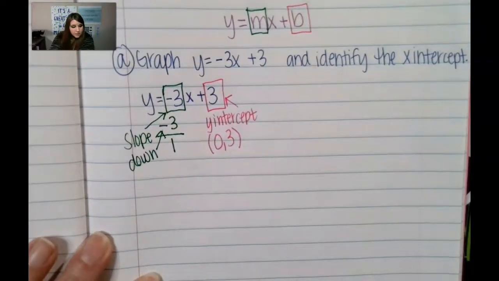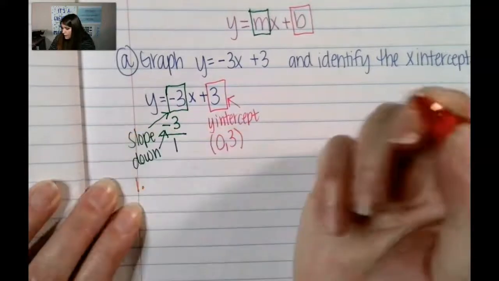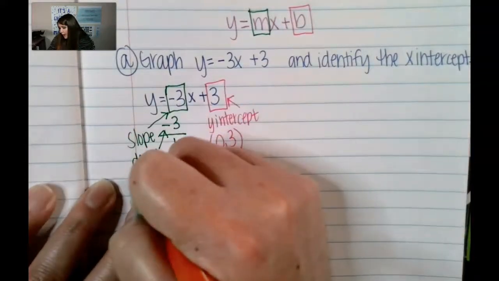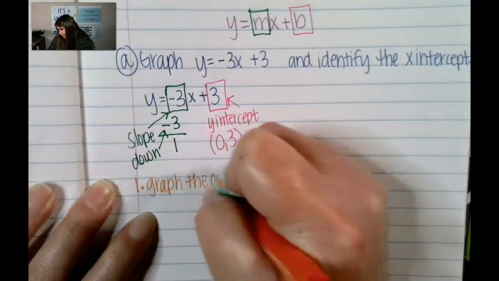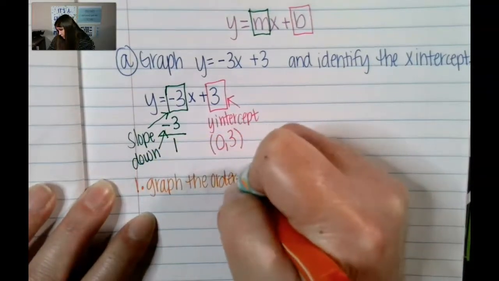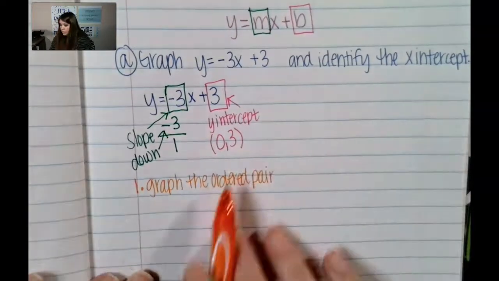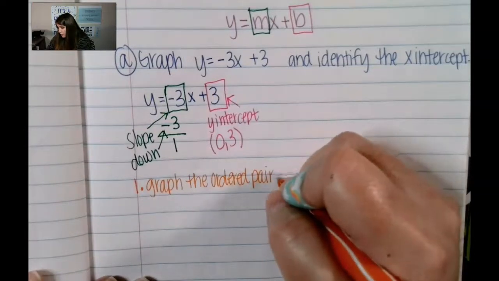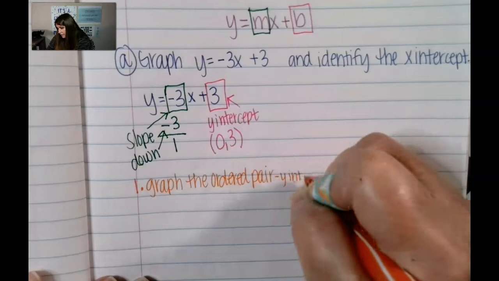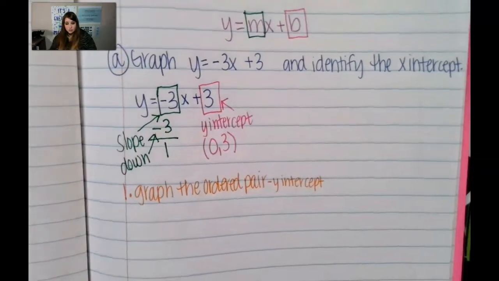So the first thing that we want to do, our first step, step number 1, is to graph the ordered pair. Okay, that's our ordered pair right there. Our ordered pair for the y-intercept. Okay, that is our first step.